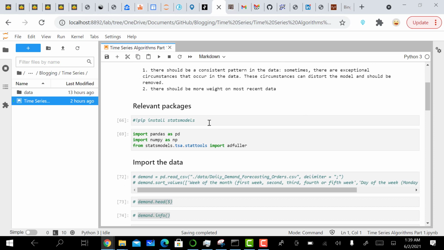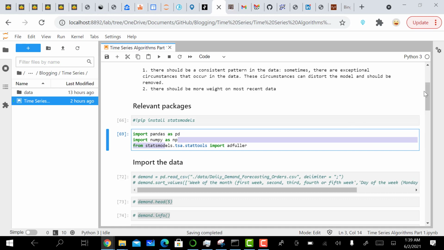Now, what are the relevant packages that we need to talk about? You definitely need statsmodels when you deal with Python. In R, there is a very complete library of packages, but with Python, statsmodels is really what you want to use. Besides statsmodels, you want to use pandas and NumPy.